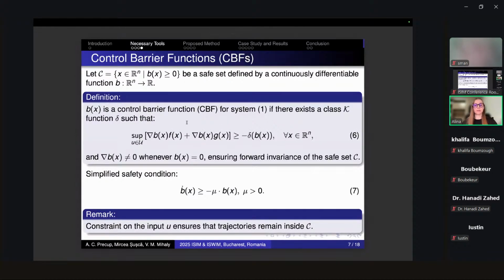Next, I briefly recall the notion of control barrier functions, or CBF. We start by defining a safe set C. A function b of x is a control barrier function for system 1 if there exists a class K function delta, such that the inequality in 6 holds for all states. A simplified version of this safety condition is shown in 7. Intuitively, this means that the trajectories are pushed back into the safe set C.